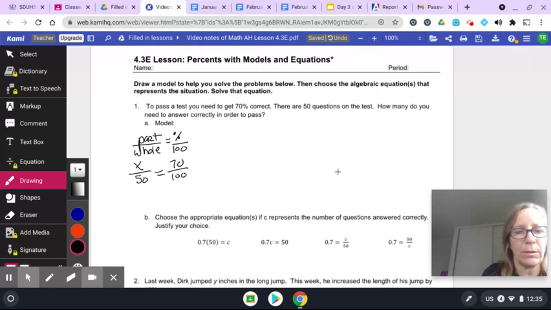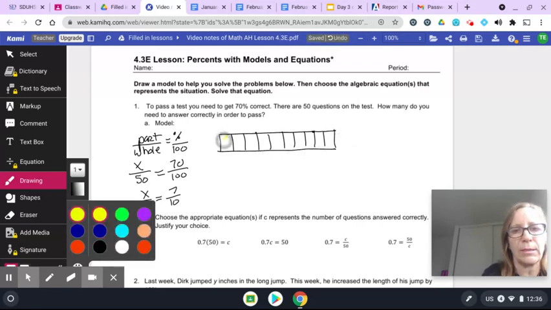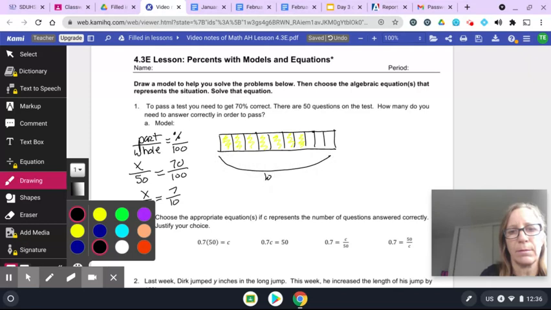We went, okay, 70 over 100 is 7 over 10. So when we modeled it, we drew 10 cuts. 1, 2, 3, 4, 5, 6, 7. And we shaded 7 of them. My whole thing was 100%, and the part that was yellow, that was 70%. We know that my whole test is 50 questions, and we want to figure out what the yellow part was.